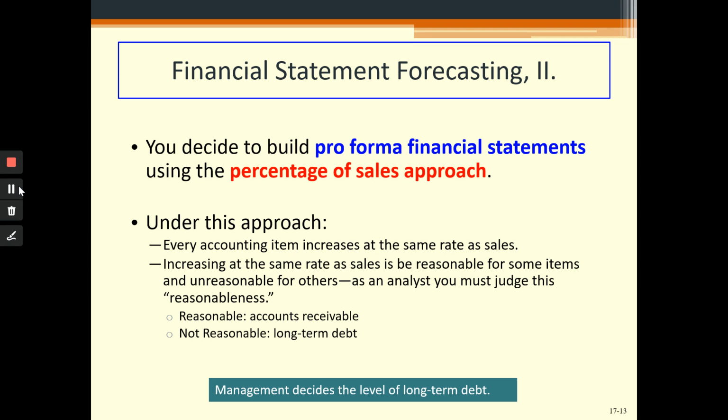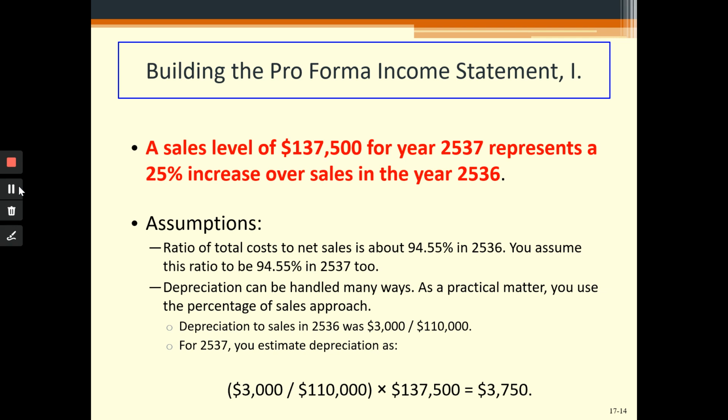I will show within a few minutes how we can proceed with this process regarding the Borg Corporation on the Excel sheet. So there are a few assumptions they are making. For example, the ratio of the total cost to net sales is about 94.55% in year 2536, and we are assuming that this ratio will remain the same in year 2537. It means the net margin will remain the same for the next year as well.